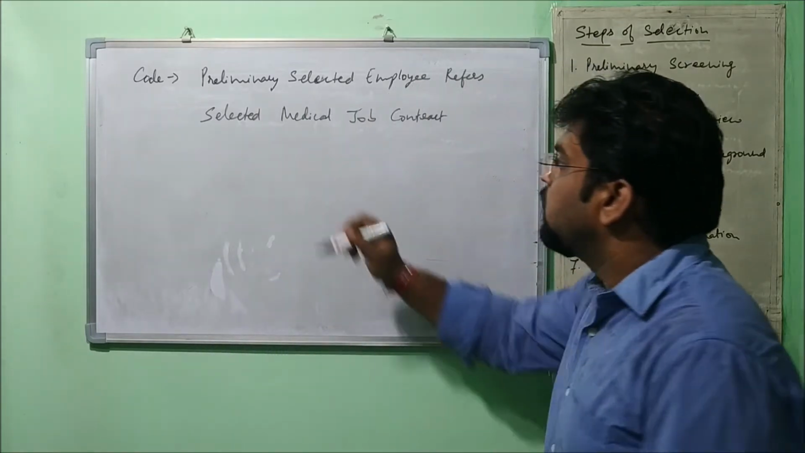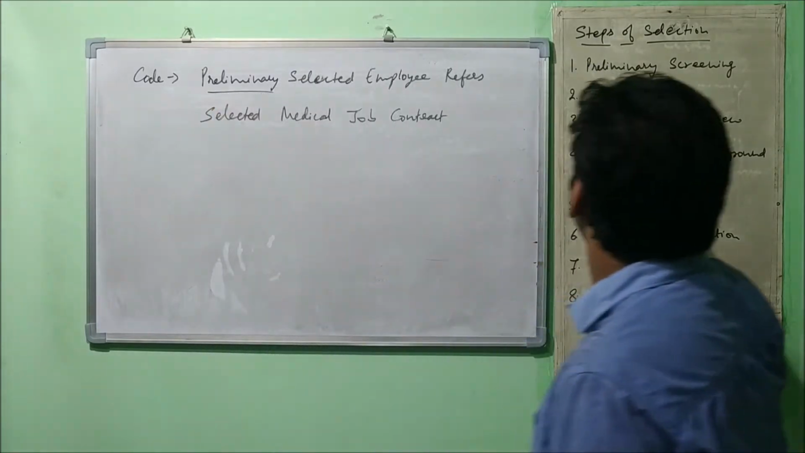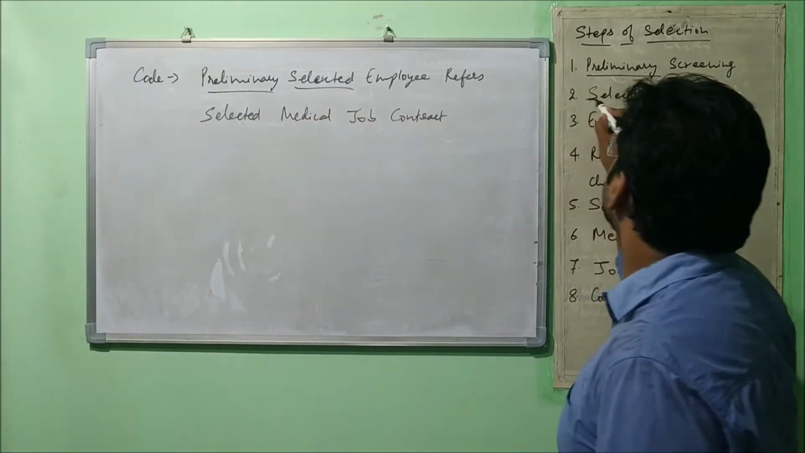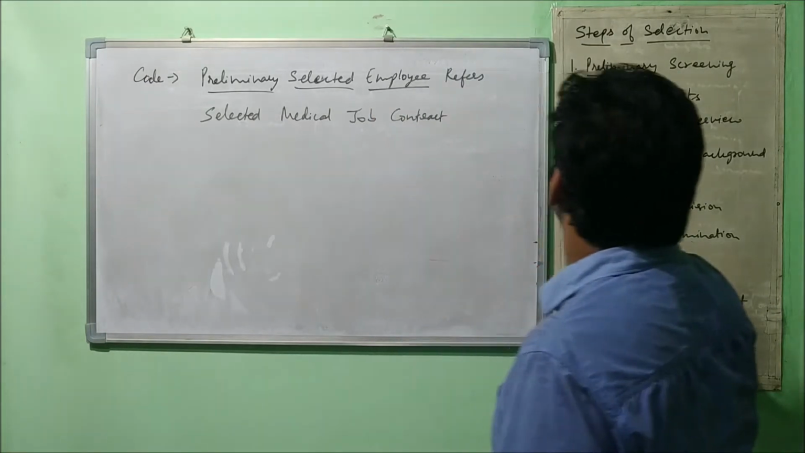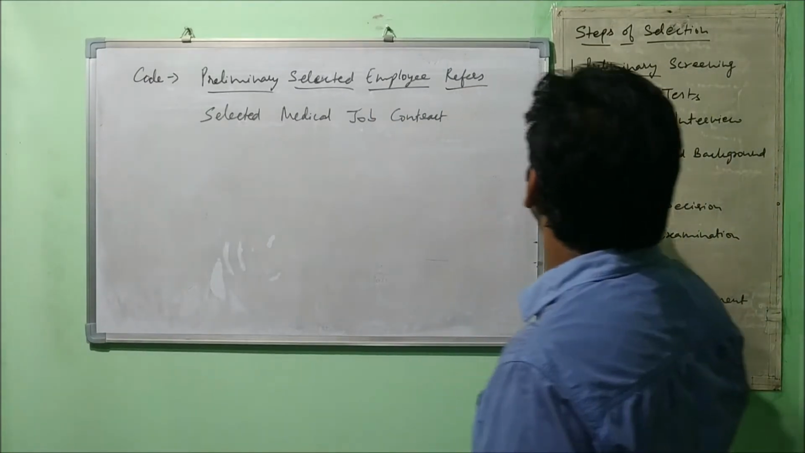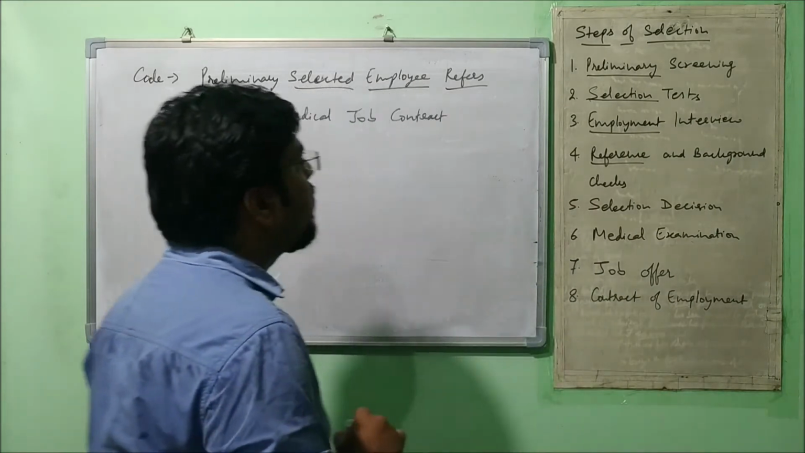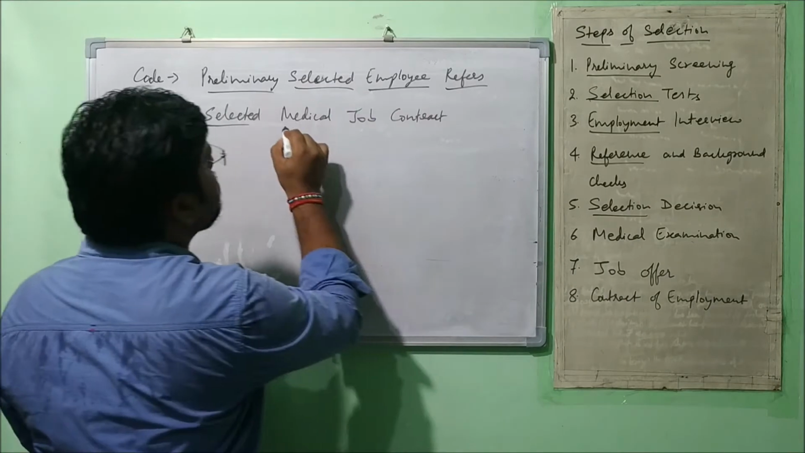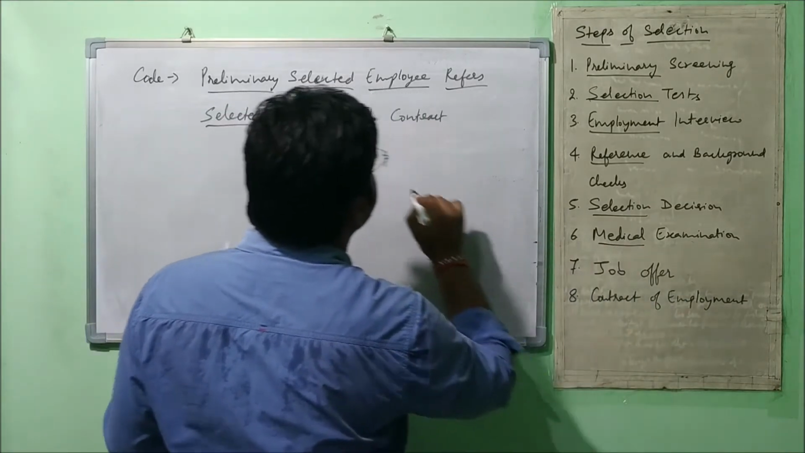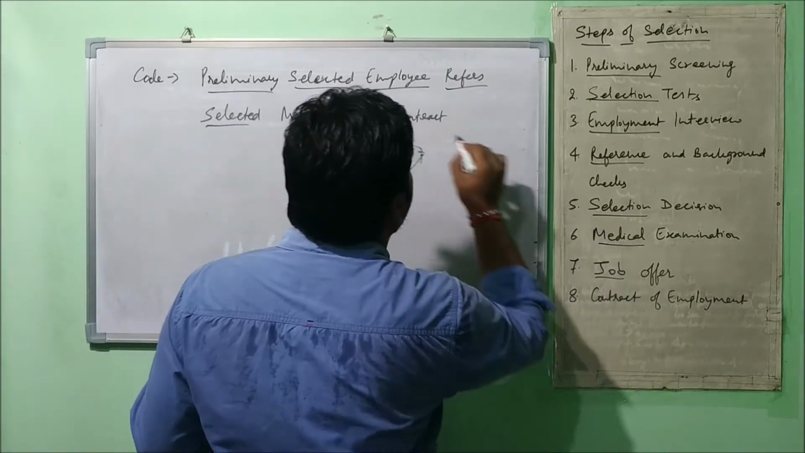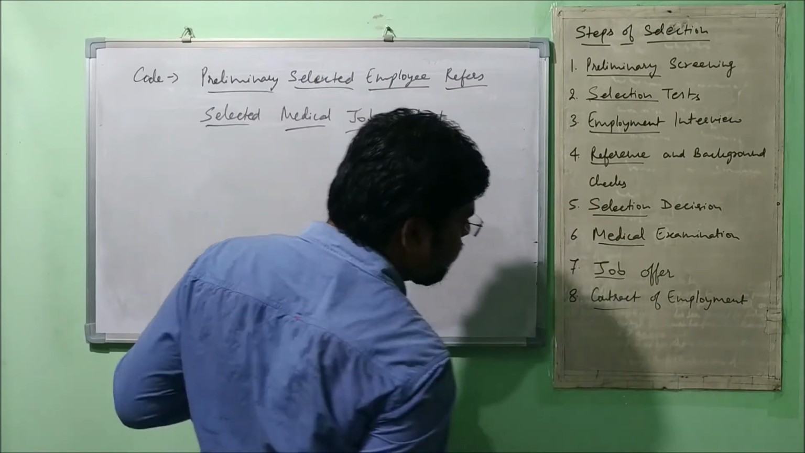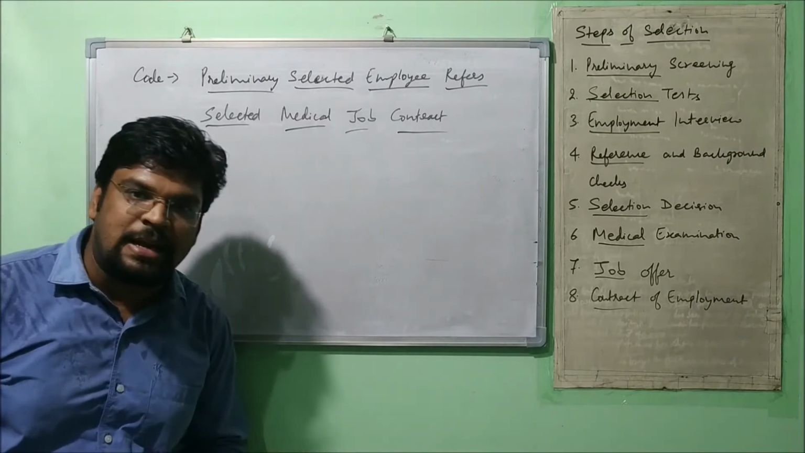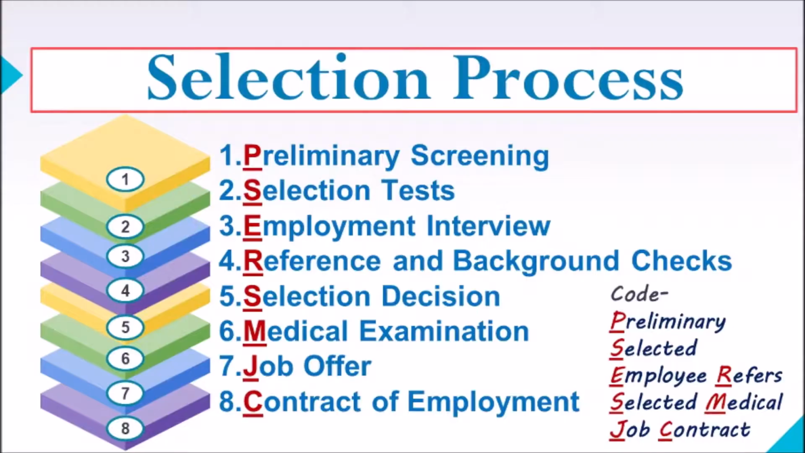How? I will just show you. This preliminary stands for preliminary screening, right? And this selected stands for selection test. This employee stands for employment interview. This refer stands for reference and background checks. This selected stands for selection decision. This medical stands for medical examination, this job stands for job offer, and this contract stands for contract of employment. So: preliminary, selected, employee, refer, selected, medical, job, contract. Alright.